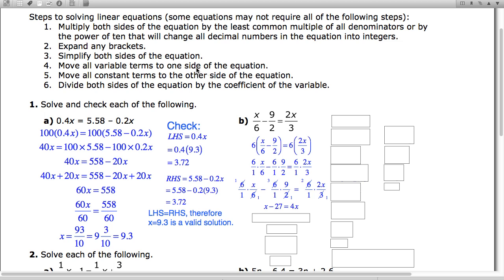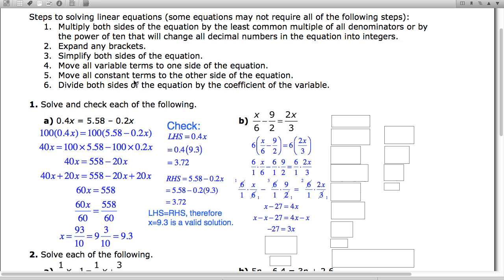Now we want to move all the variable terms to one side of the equation. Currently we have an x on the left and we have a 4x on the right. Now you can move all of the variables to the left hand side, but just for a change of pace, I thought I'd move everything to the right hand side of the equation. So I do that by subtracting x from both sides. Because what happens is that takes care of the x from the left, it's gone. x minus x is 0. The negative 27 is the only thing that remains there. And 4x minus x is 3x. So now we have an equation where the variable term is only on the right hand side.